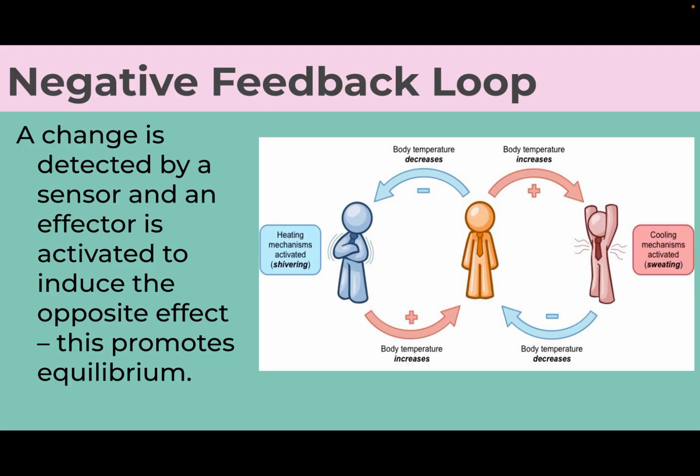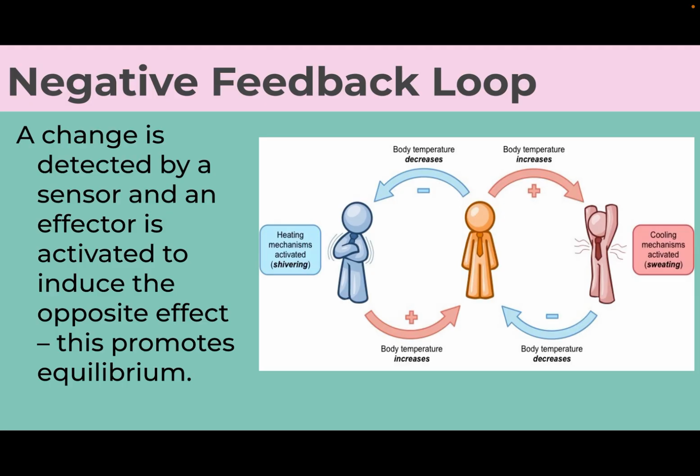Let's start to the right, if body temperature increases, then the sensor is going to get the signal, it's going to send it to the control center. The effector here is sweat. Sweating cools down the body, and that process of sweating will actually cool back down the body and go back to homeostasis. So we aren't going to continue progressing forward and building intensity. We go back to normal.